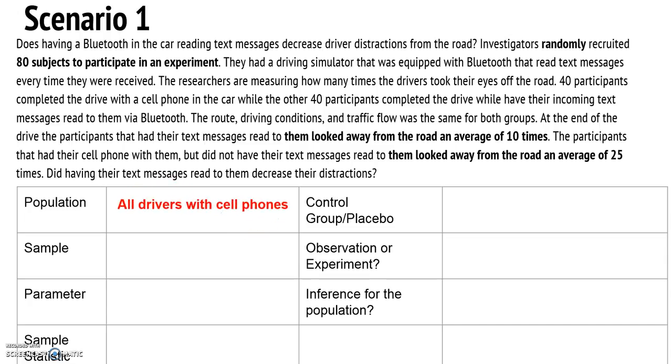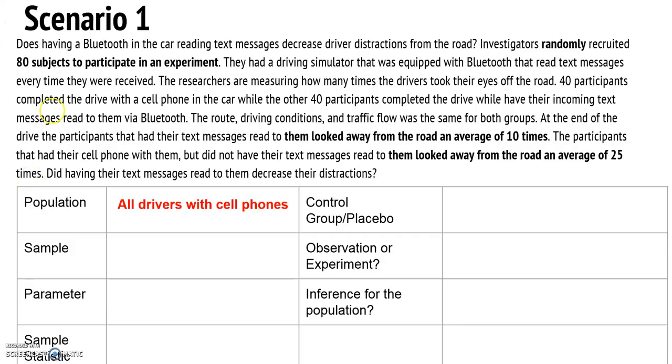All right, so we're not actually going to answer that question, but we're going to take a look at what is the population, the sample, the parameter, sample statistics. What's our control or placebo group? Was this an observation or experiment? And can we have inference for the population? So number 1, what is the population?